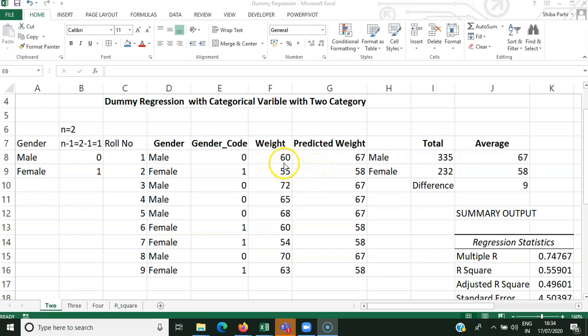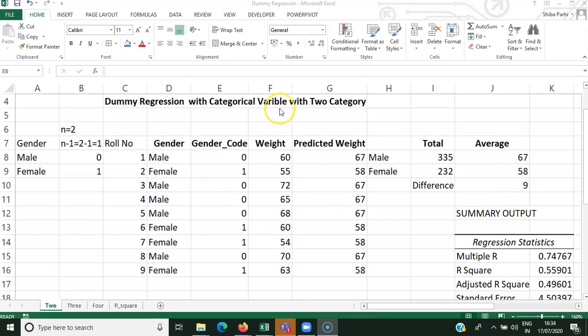So if you see, I take all the male total weights, I found it is 335, and the average weight of the male is 67. Similarly, female weights are 232 in total, and the average weight is 58. And the difference between these two group weights is 9.